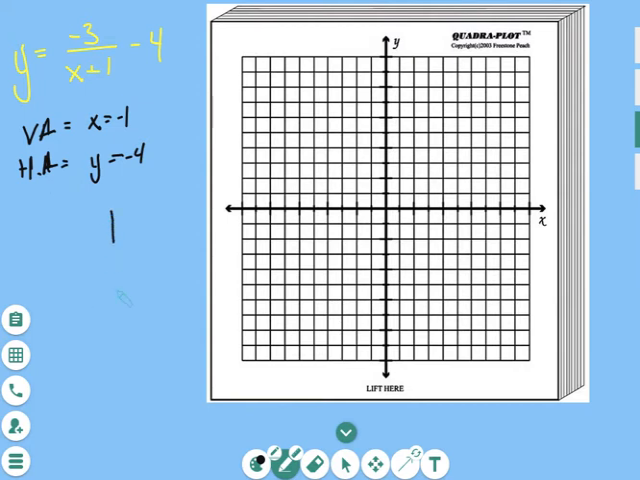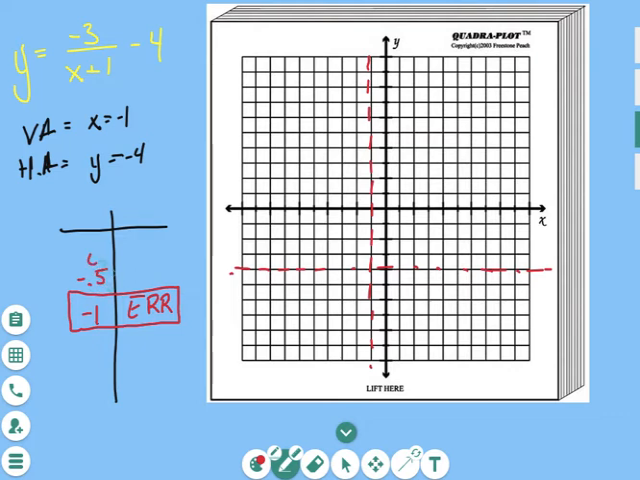And now I'm ready to start my table. I suppose I should put those two lines on my graph first. So at negative 1 and at negative 4. Okay, vertical asymptote goes in the middle, so negative 1 and error. You'll notice that I generally box it in also. That's to remind me that I should not be connecting the two lines, or the two curves that I'm creating across that box. So negative 0.5, 0, and 1.